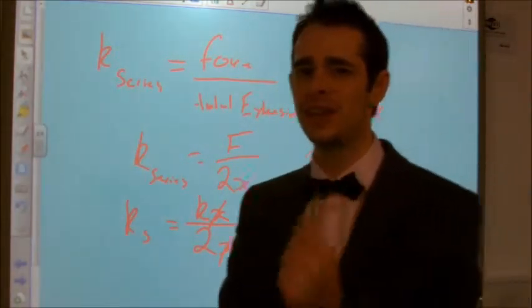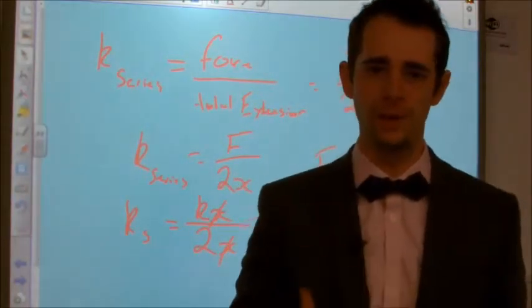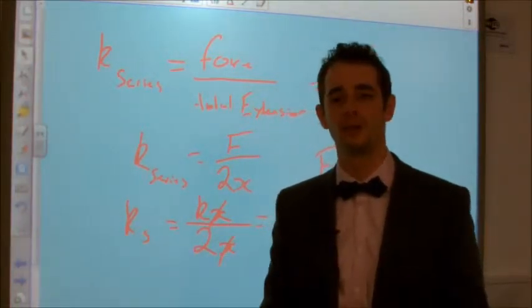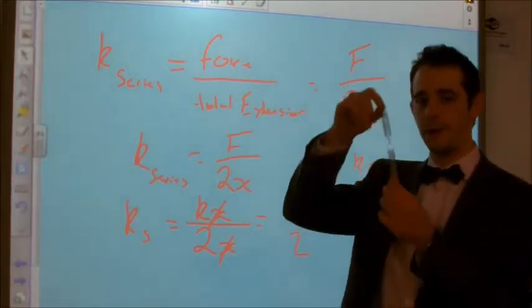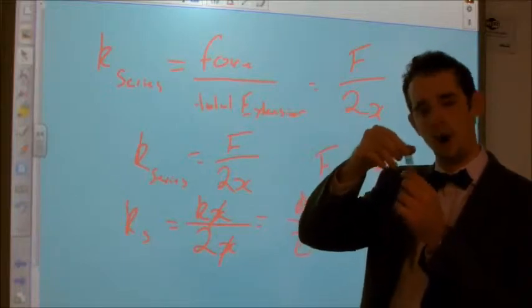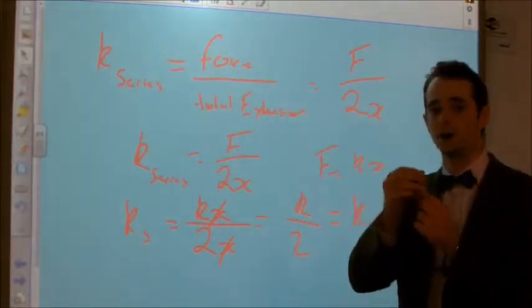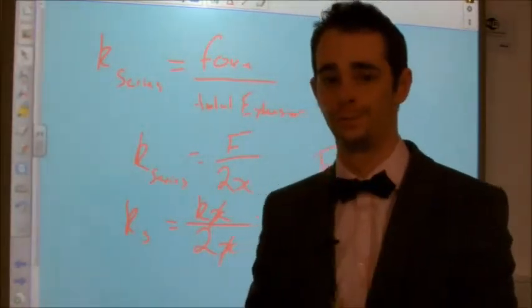Have a think about that. Just take a moment, pause the video, and think about what the implications for that are. Just think about that in your head. You don't have to write anything down. Okay, and just make sure you've got all that straight in your head: that the spring constant for a pair of springs in series is equal to a half of the spring constant of just one of those springs, assuming they are identical.